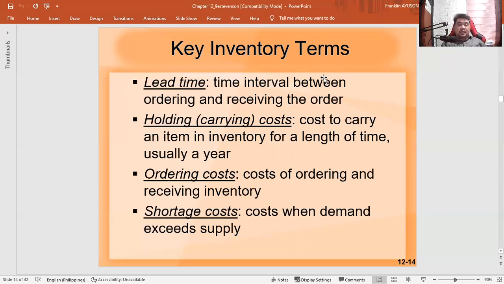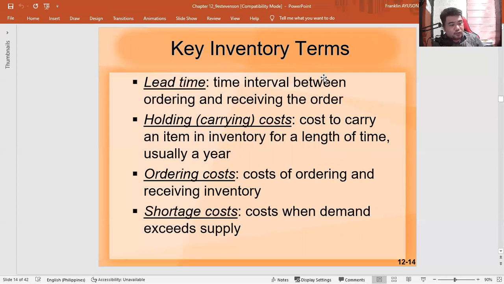Normally, binibilang yan yearly. Although, very seldom, it's not always common na nagtatagal ng 1 taon yung inventaryo. Dapat talaga hindi siya tumatagal ng 1 taon. Pero in that consideration, we are considering what you call holding costs. On the other hand, you have what you call the ordering costs. Cost of ordering and receiving inventory. That is the freight cost.